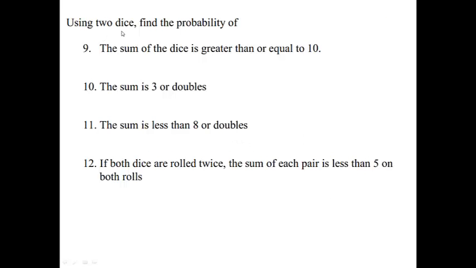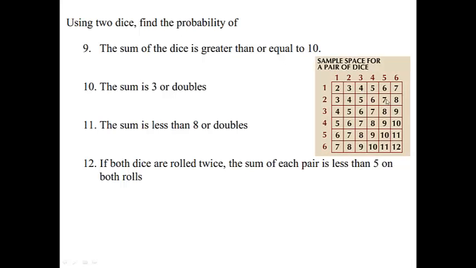Number 9, using 2 dice. Find the probability of the sum of the dice is greater than or equal to 10. You need the sample space for a pair of dice. And greater than or equal to 10, there are actually 6 ways that you can make 10 or more. So that would just be 6 out of 36. Your total sample space is 36, so it's 1/6.